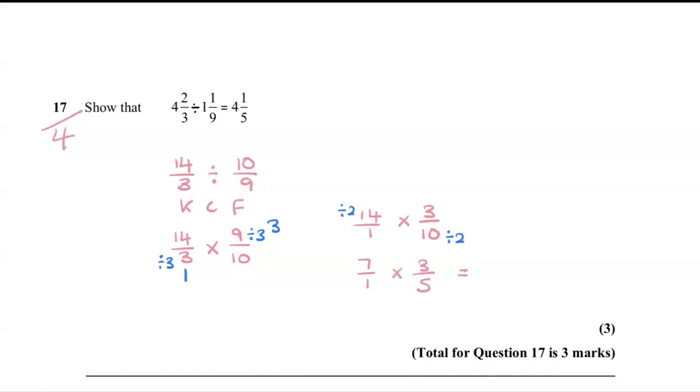Now I've got really small numbers to work with. 7 threes are 21 over 5. I've got that denominator of 5 already, which is fabulous. 5s into 21 go 4, and you've got your 1 left over.